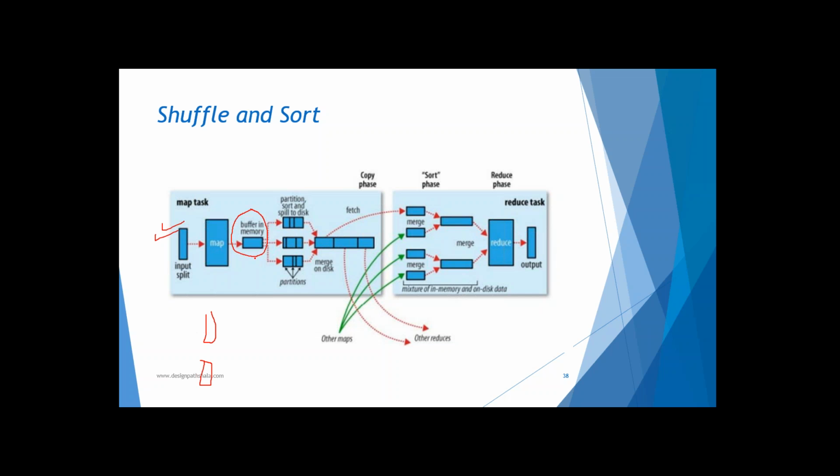And once the buffer is filled to a particular limit, the data is dumped onto the local disk of that data node, not onto HDFS. So I'll ask you a question: why is that not dumped to HDFS, why is it dumped to a local disk? And when the data is dumped on the local disk from this buffer memory, that data is partitioned, sorted, and then only is written to the disk.